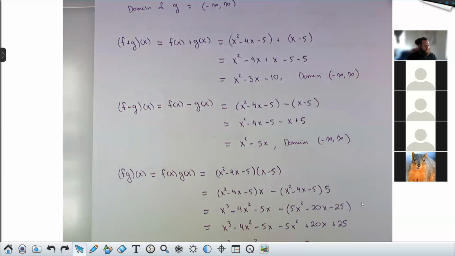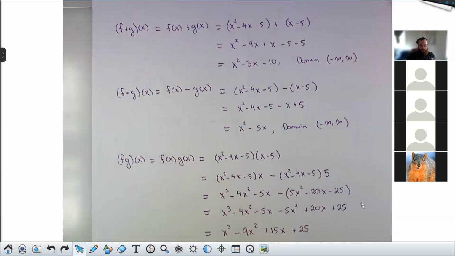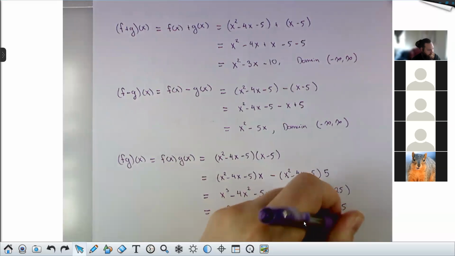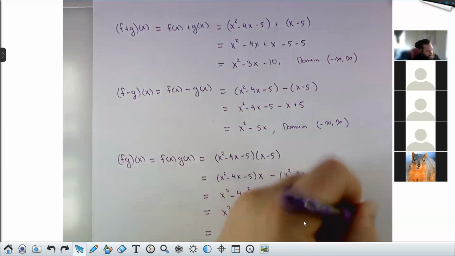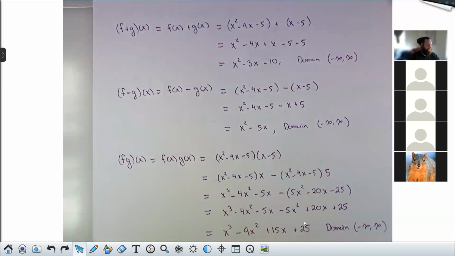And you see what I was saying about polynomials being a ring, right? Here we added, subtracted, and multiplied 2 polynomials. Each time we got another polynomial out. And that makes finding domains easy. The domain of all or any polynomials will always be all real numbers, negative infinity to infinity. So that's the first 3. Any questions on how we came up with these answers?